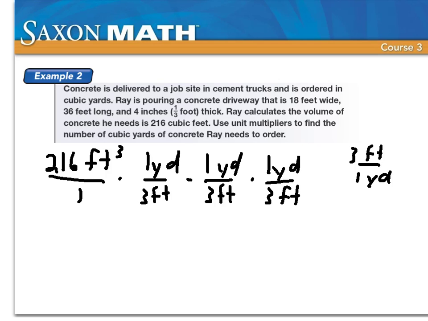And now I'll be able to cancel feet cubed with 1, 2, 3 feet, and multiply the tops. 216 times 1 times 1 times 1 is just 216. And for my labels, yards times yards times yards, that's yards cubed.